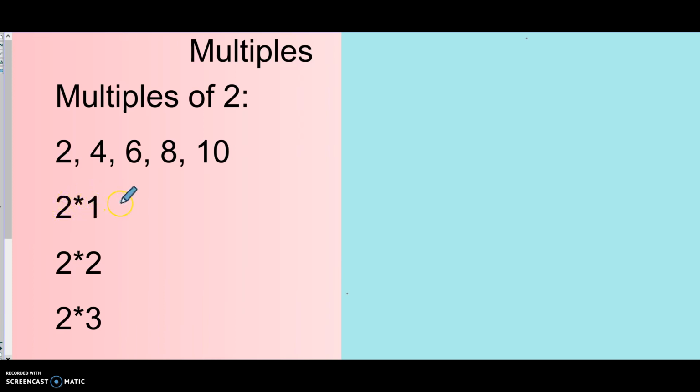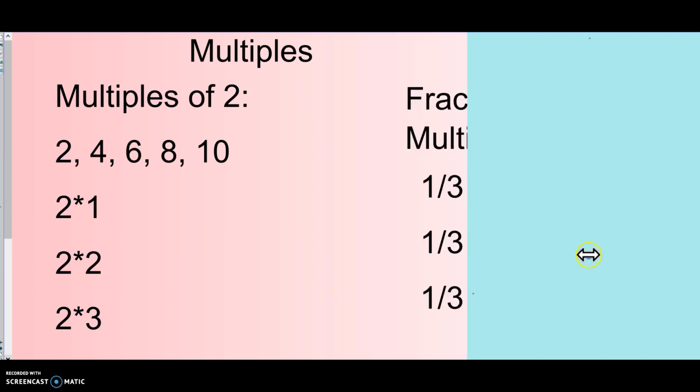2 times 1 equals 2. 2 times 2 equals 4, 2 times 3 equals 6, and so on. These products of multiplying 2 by a whole number give us multiples of 2. Well, we can do it for fractions.